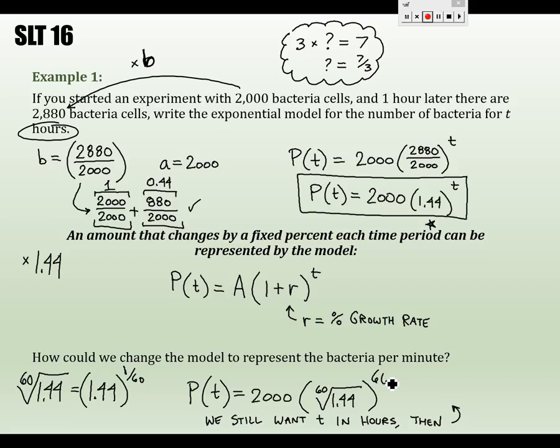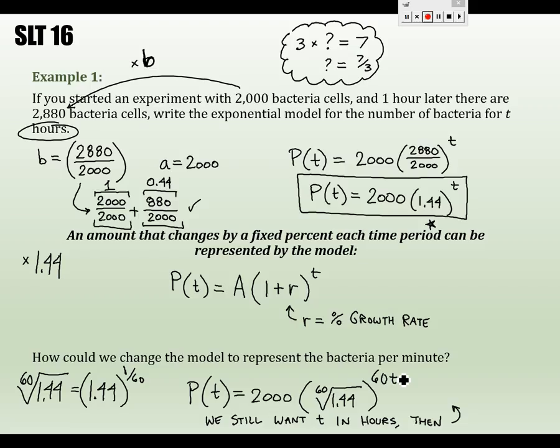Well, let me just play around with that and see if that makes sense. If we put a 60t in there, is this doing what we want? If we put in t equals 1, for example, then the exponent up here will be 60. And yeah, that makes sense. We'll actually have gone 1 hour. That's 60 minutes. The growth rate of the 60th root of 1.44.